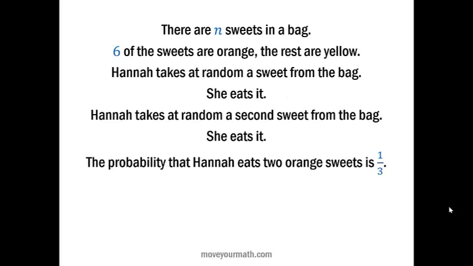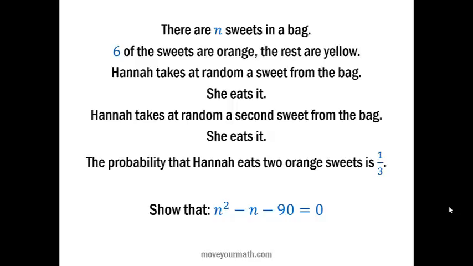There are n sweets in a bag, 6 of them are orange and the rest are yellow. Hannah takes a sweet at random and eats it. She takes another sweet at random and eats it. And then the question tells you that the probability that Hannah eats 2 orange sweets is a third. And then it asks you to do this: show that n squared minus n minus 90 equals 0. And as my favourite tweet about this question put it, well, that escalated quickly.